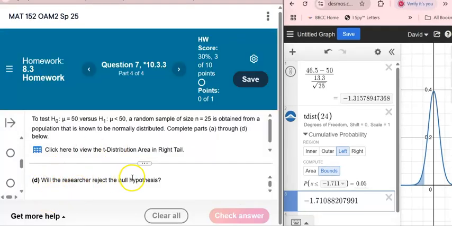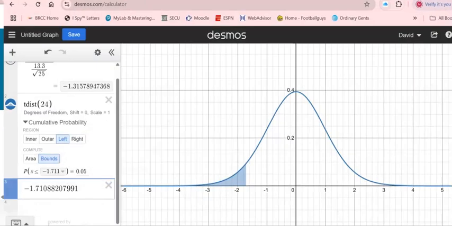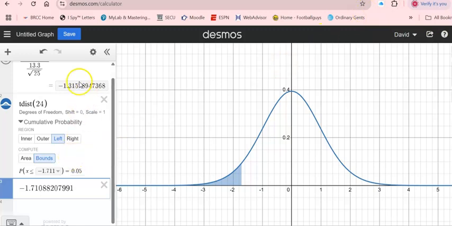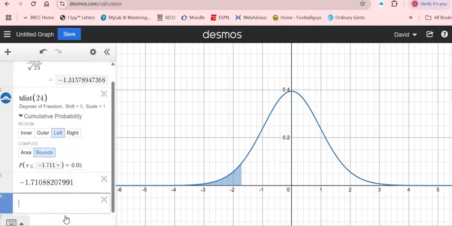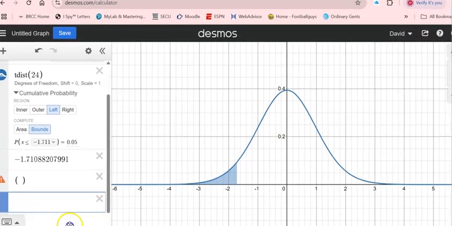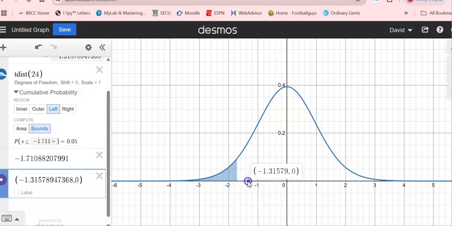All right, then we want to know, will the researcher reject the null hypothesis or not? So the way that Desmos can help you with this, when you have to get the critical values, just plot the test statistic. So this is our test statistic right here. I'm going to copy that, and then just make a point. A point is just an ordered pair, like from algebra, where the x-coordinate is the test statistic and the y-coordinate is 0. So in this ordered pair right here, I'm going to just paste, that's my test statistic, and then comma 0, and I can see that's where I am.